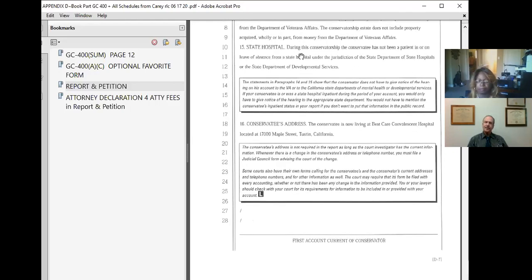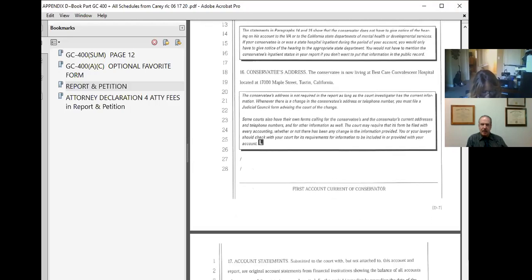Okay. So during this conservatorship, you state the conservatee has not been a patient at a state hospital, whether they have or haven't. What's nice to know is you put in here, where is the conservatee at? Where do they live? Are they at home? Are they at your house? Are they at a care facility? Are they roaming the streets? Where are they? That part is really important so that the judge, if they wanted to, just knows where the person lives.